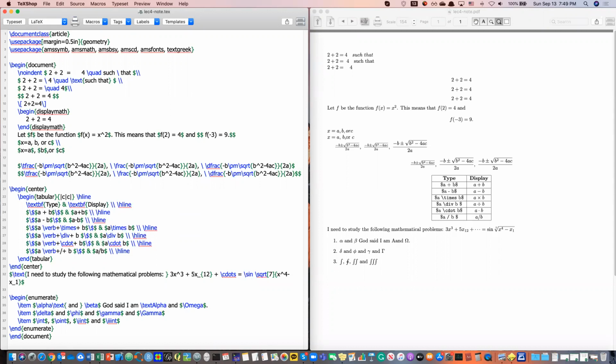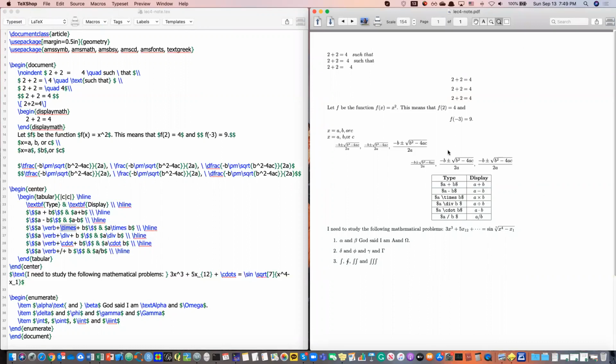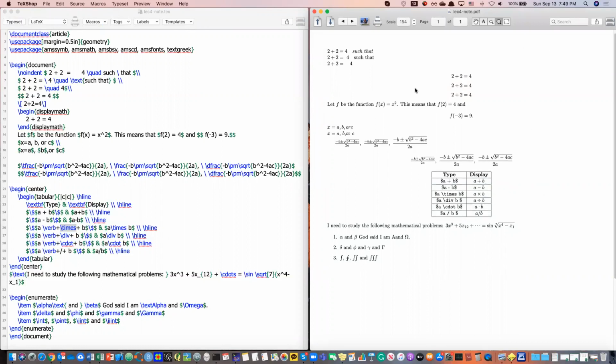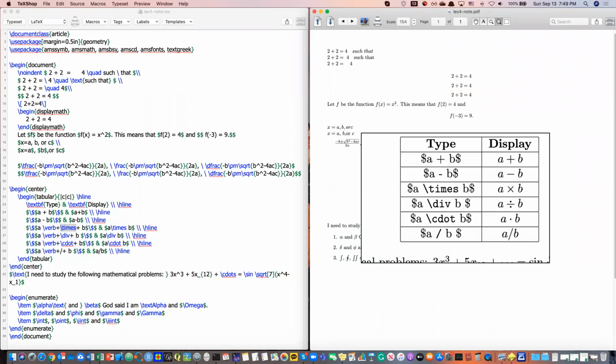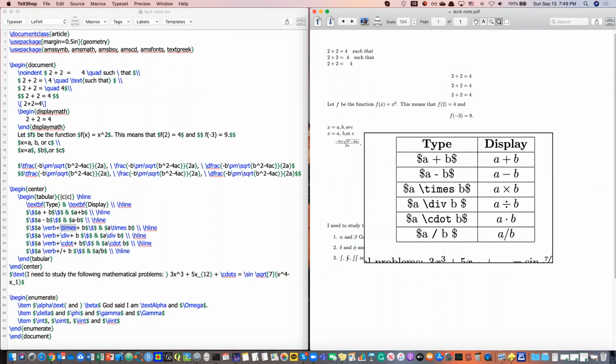Okay, but here look at this: backslash vrb, plus sign, and backslash times, plus. So actually the backslash times is the symbol of multiplication. Okay, but look at the third row. Let me zoom in. So look at the third row.